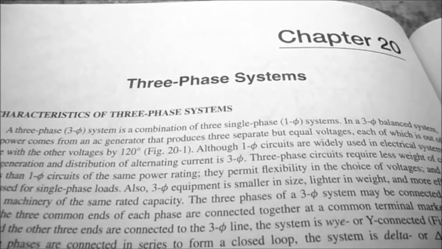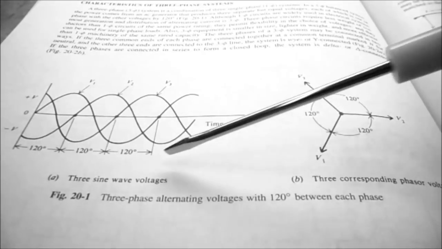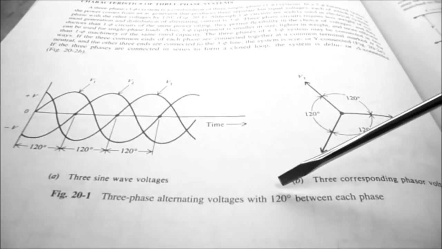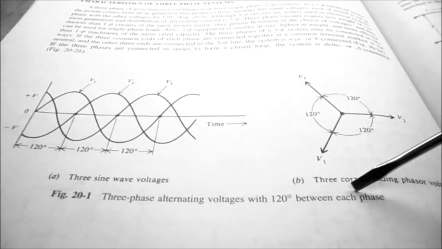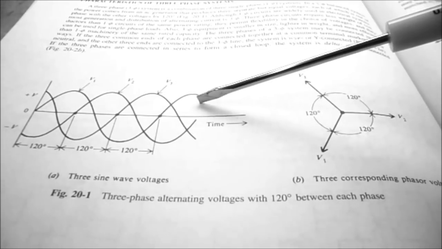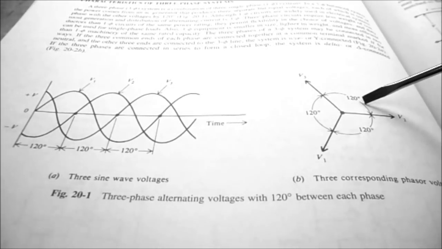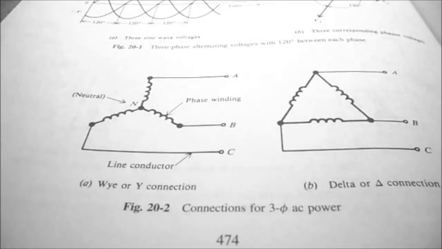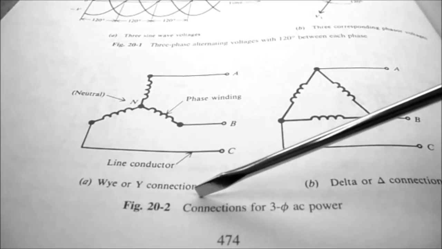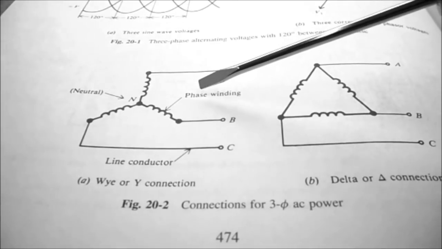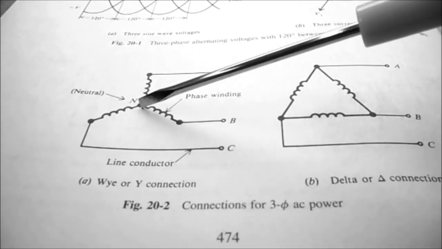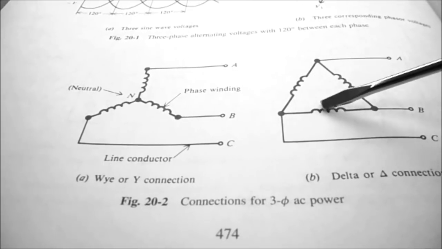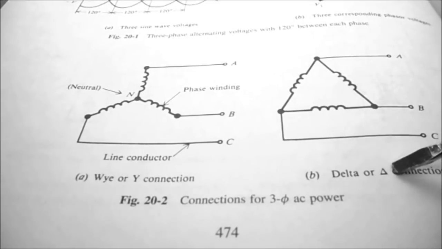Chapter 20 talks about three-phase systems. Figure 20-1 shows us three-phase alternating voltages, and it's showing us that there's 120 degrees between each phase. So here's what it would look like on an oscilloscope, and here would be a phasor diagram showing them all 120 degrees apart. In figure 20-2, they're showing the two different connections: the Y connection, where you can see it looks kind of like a Y shape, and the Delta connection, which is basically named after the Greek letter Delta.